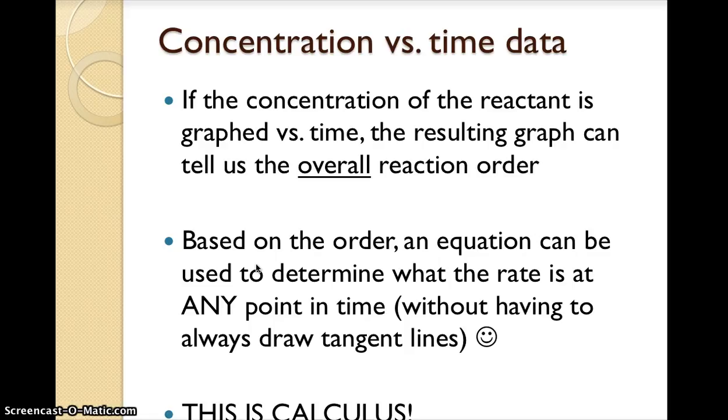Based on the overall order, we can actually write equations that can be used to determine what the rate is at any point in time. This is what we've previously been doing by drawing tangent lines, but we're going to actually look at equations that we can use to calculate them. And this is actually coming from calculus. They're called integrals. And so where these equations are coming from is a little bit more than what we're going to go through, but we're going to look at how we can use them.